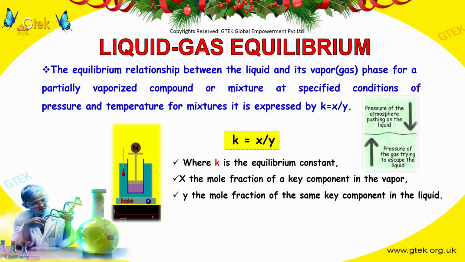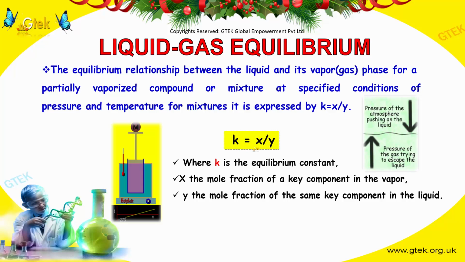The equilibrium relationship between the liquid and its vapor phase for a partially vaporized compound or mixture at specified conditions is referred to as liquid gas equilibrium. You can see, if this is a liquid, the pressure of the gas trying to escape from the liquid is happening from here, whereas the pressure of the atmosphere pushing on the liquid is here, and at one stage these two will be equal. That's called a liquid gas equilibrium.